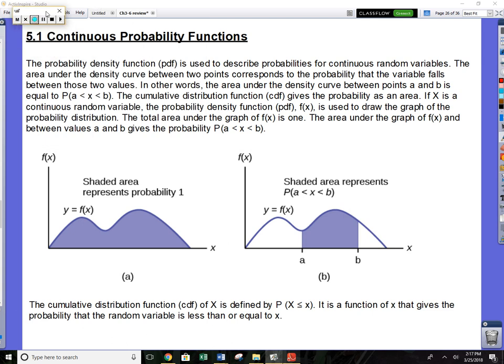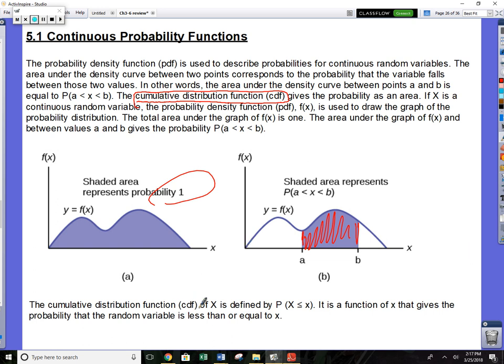On to Chapter 5, Continuous Probability Functions. Now we're talking about the probability being the area underneath a curve. For a cumulative distribution function, the CDF, the entire area under the curve is 100% of the data. But if you only want to look at a range from A to B, that's going to be less than 100%. Maybe half of it, 50%, a quarter, who knows.